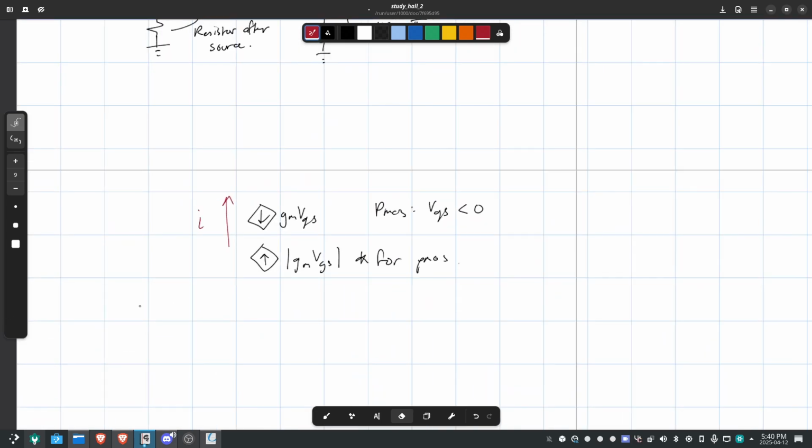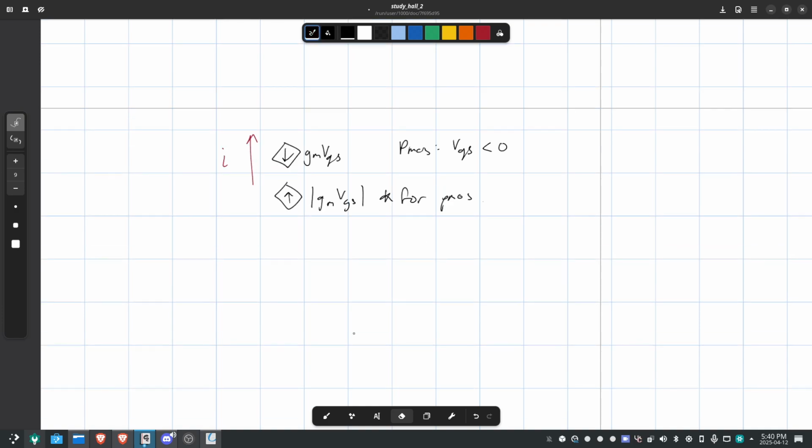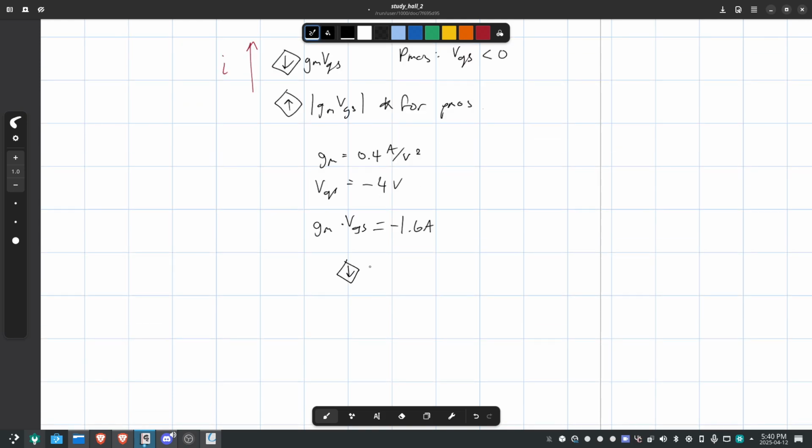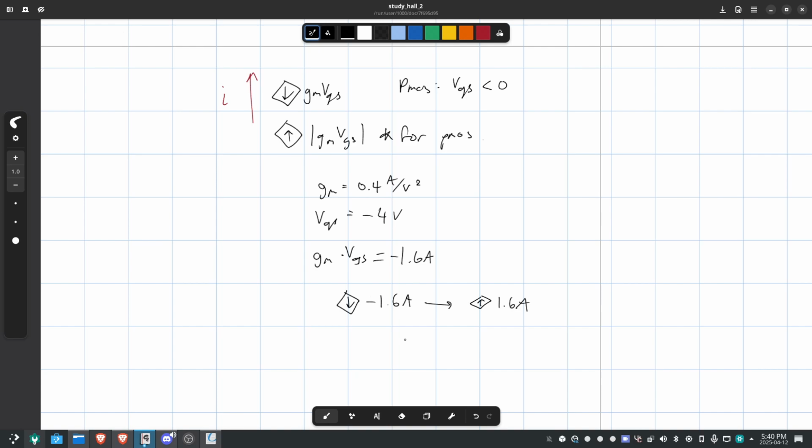If it's absolute value, shouldn't it point down anyways? No, because the current is going up. So let's give an example. Let's say that our GM comes out to 0.4 amps per volt, and your VGS is going to be -4 volts, right? Then what's GM times VGS? It's -1.6. So this is going to be a current source going down with -1.6 amps. What is that? 1.6 going up. You see what I mean there?